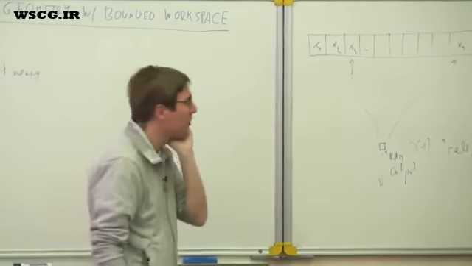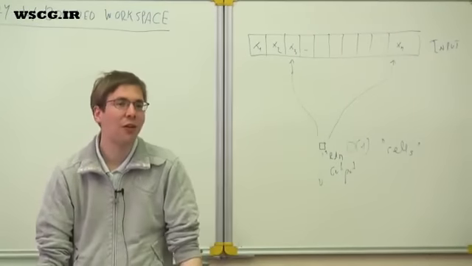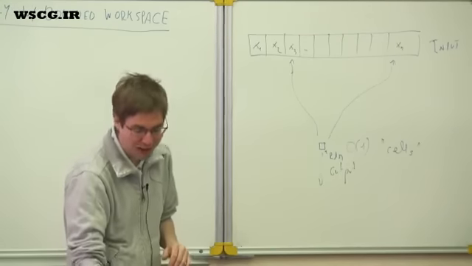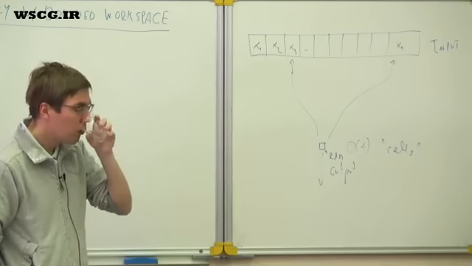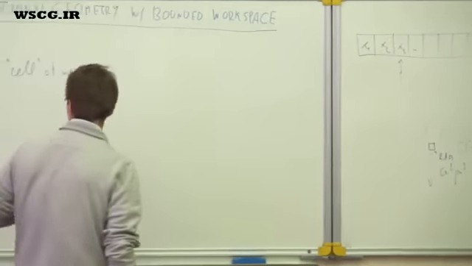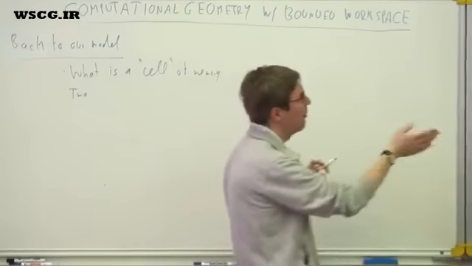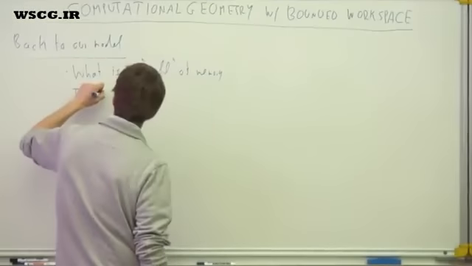To be honest, if you try to read some papers on this model, it turns out that people don't really say, or sometimes they say, but it's a bit vague. So what exactly do we mean by a cell of memory? There are two possible answers to this. Actually, it's not clear. You can decide what you mean by a cell of memory. So, two answers.